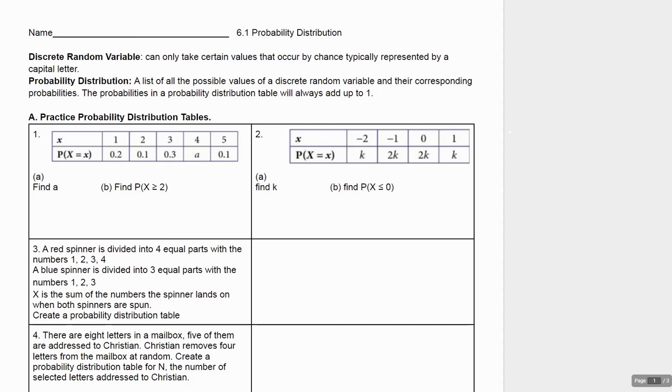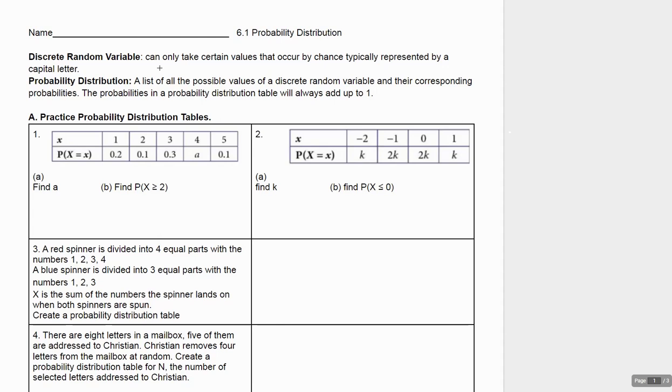What we have is what's called a discrete random variable. A discrete random variable is discrete in the fact that it has to be single units. It can't be part of a unit. Can't have 1.5, 1.3, whatever. And they only can take certain values. And typically we refer to this by a capital letter.